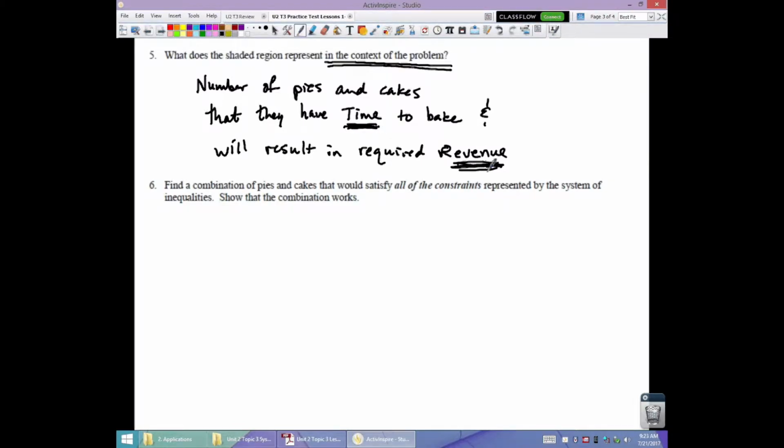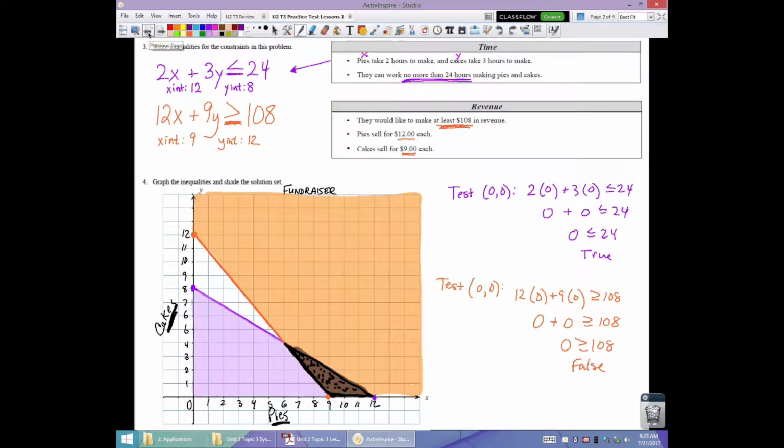Find a combination of pies and cakes that would satisfy all of the constraints. So that's in our dark, our black, double shaded region. And we have to show that that combination works. So let's go pick out a point here, any point in that double shaded region. Well, I can see like 9, 1 would work.